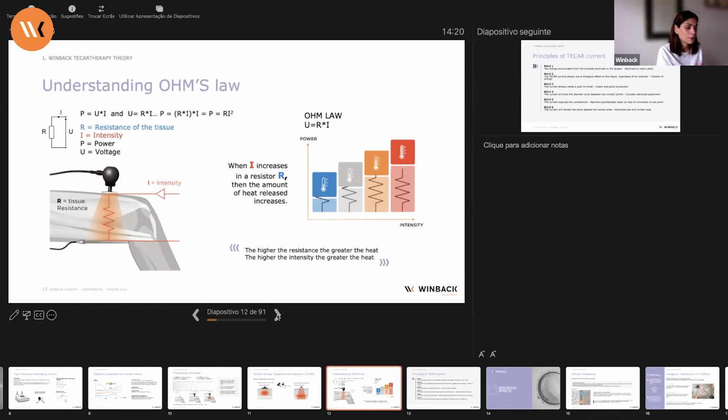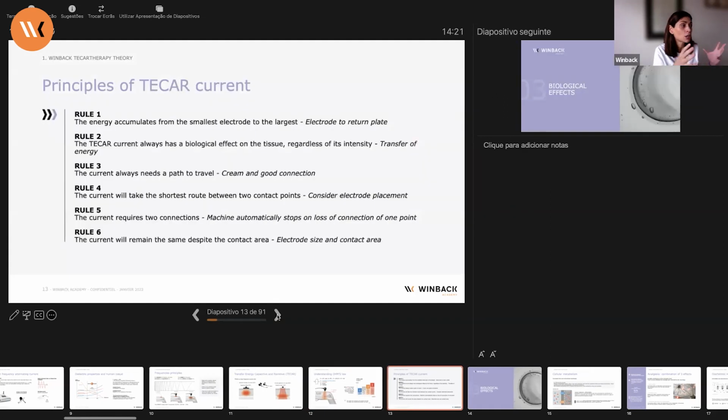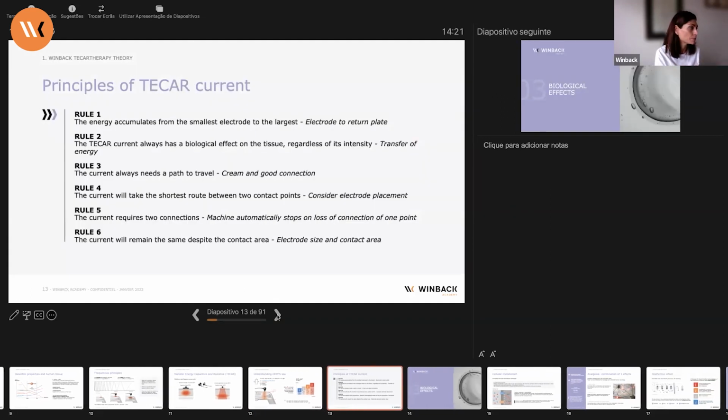So what is the important thing to sustain? The higher the resistance, the greater the heat, okay? The higher the intensity, the greater the heat. And heat is a response that is coupled to the energy. So we have 6 principles of the Tecar current that are really important for us to know.